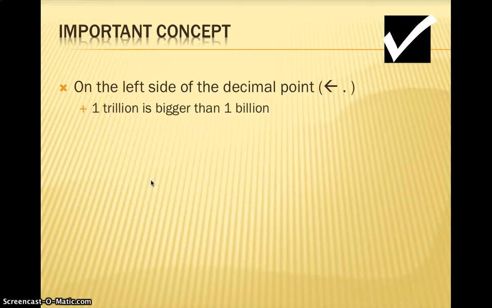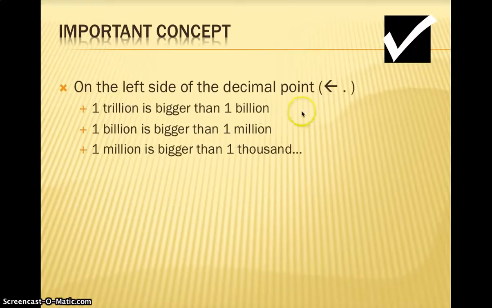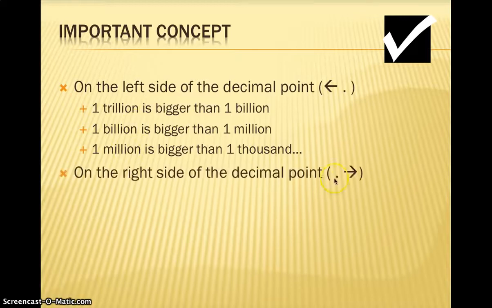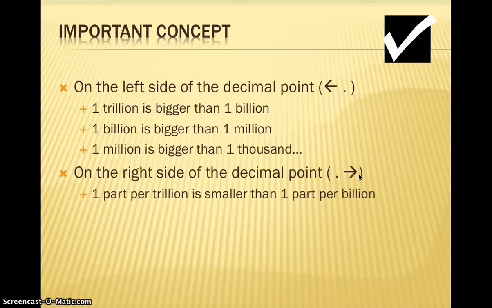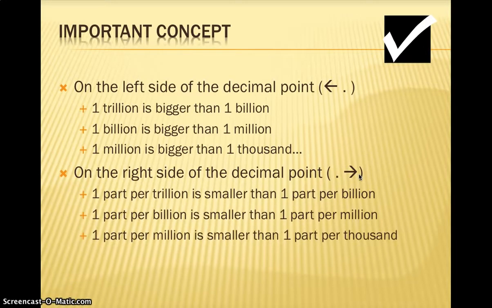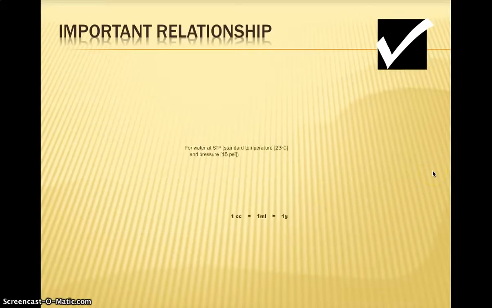So it's really important to remember that when we're talking about things to the left side of the decimal point, like things that you think of in the normal number range, 1 trillion is really, really big. 1 billion is bigger than 1 million, but definitely less than 1 trillion, and 1 million would be the smallest. But we're talking about quantities that are on the right side of the decimal point. 1 part per trillion is the smallest. 1 part per billion is in the middle, and 1 part per million is actually the largest of those, because things get smaller as you move to the right side of the decimal point.